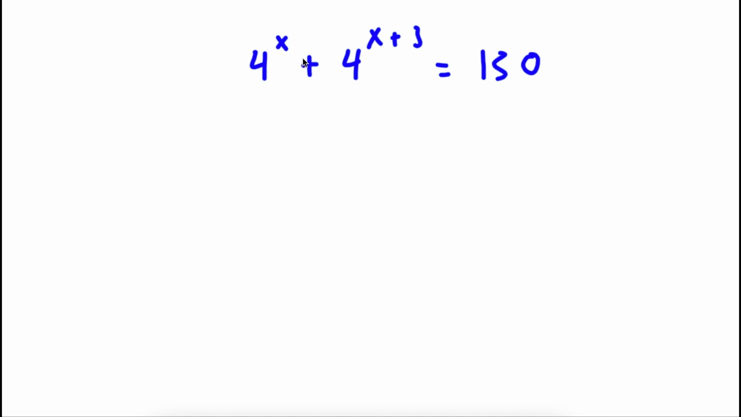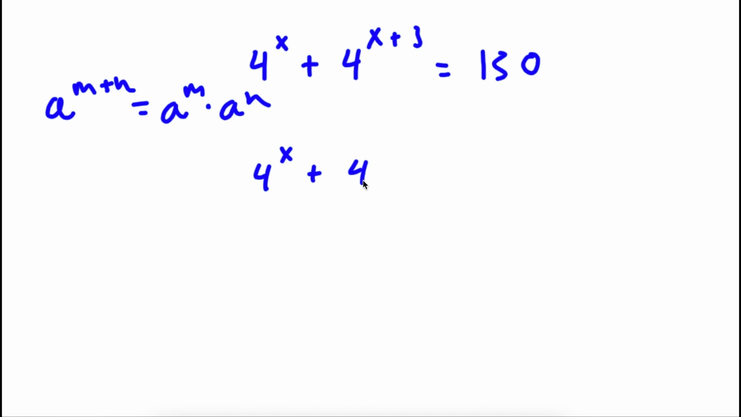Alright, so I have 4 to the power of x plus 4 to the power of x plus 3 is equal to 130. Now, if I have something in the form a to the power of m plus n, this is equal to a to the power of m times a to the power of n. So 4 to the power of x plus 3, that's going to be 4 to the power of x times 4 to the power of 3 is equal to 130.